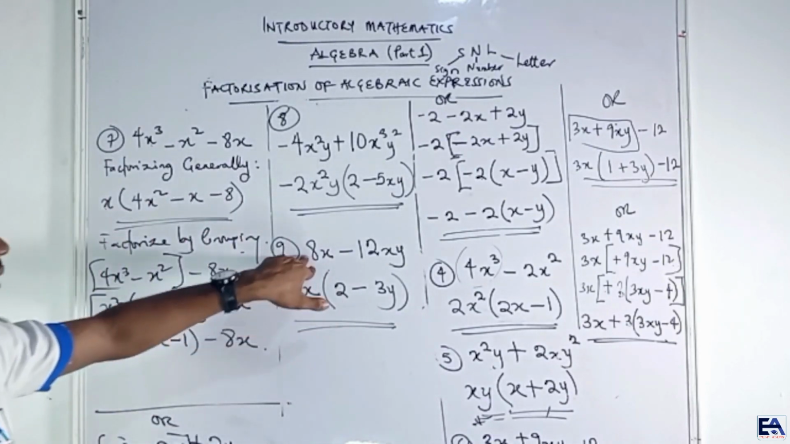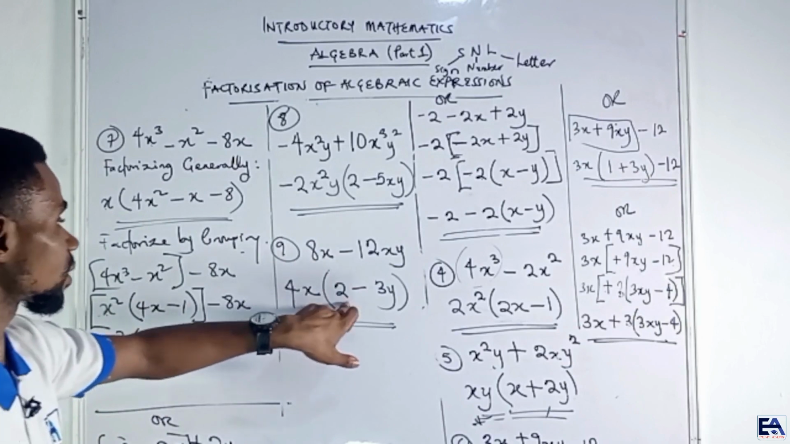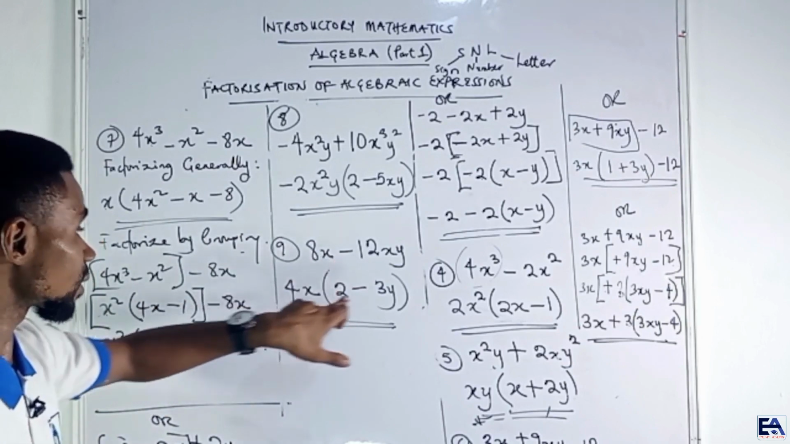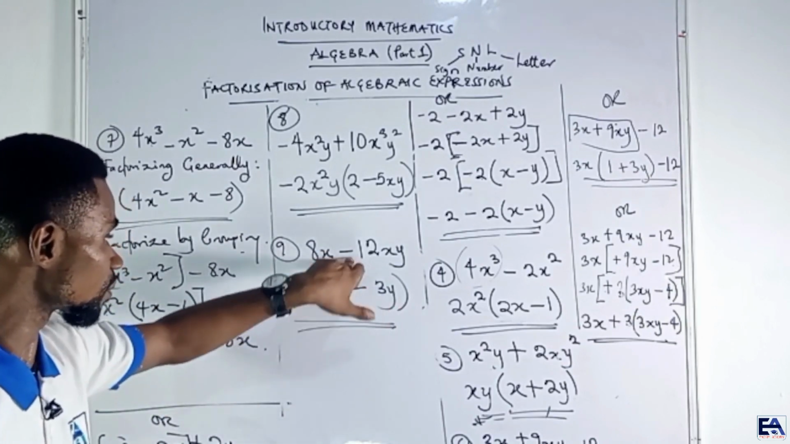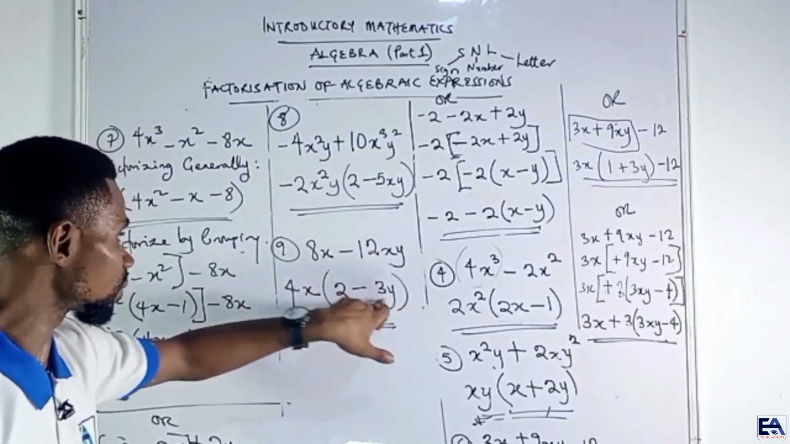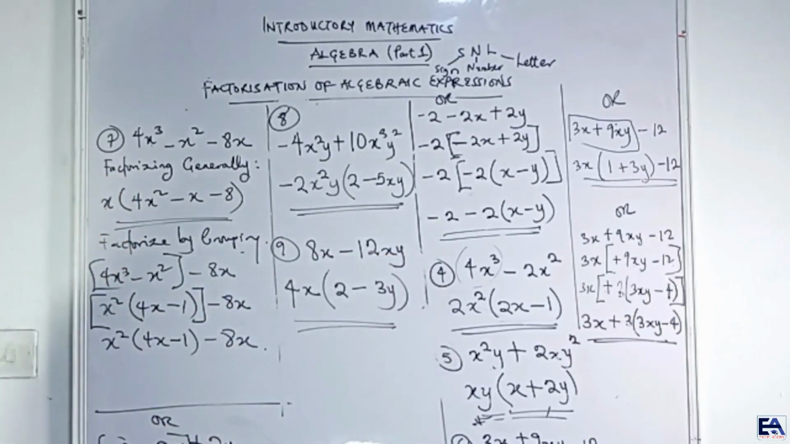Okay, if you want to get this result back, just multiply. 4x times 2 will give you 8x. Then 4x times minus 3y. Plus times minus is minus. 4 times 3 is 12. x times y is xy. And that is that, as per that.